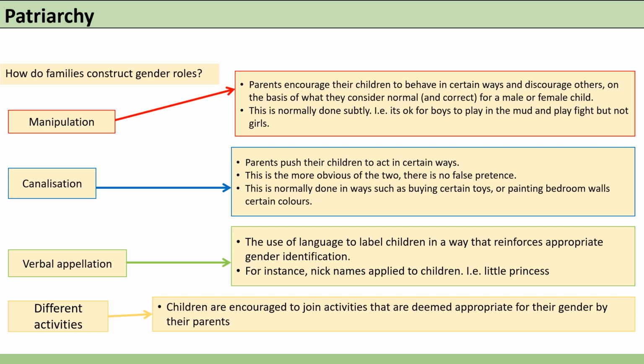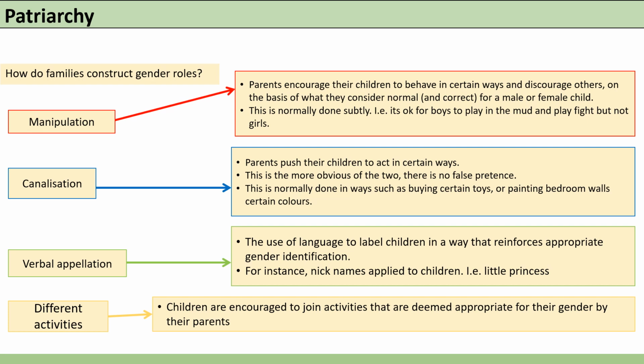So manipulation means that parents encourage their children to behave in certain ways and discourage others. This is normally done subtly. For example, it's okay for boys to play in the mud and fight, but for girls that's not seen as acceptable. So this is one of the aspects of reinforcing and constructing gender roles.